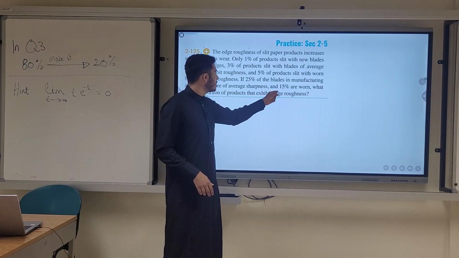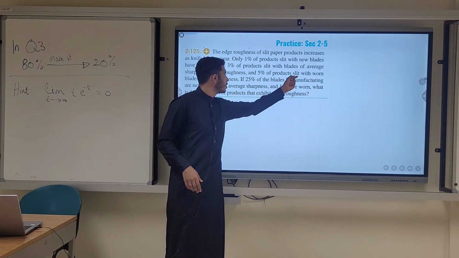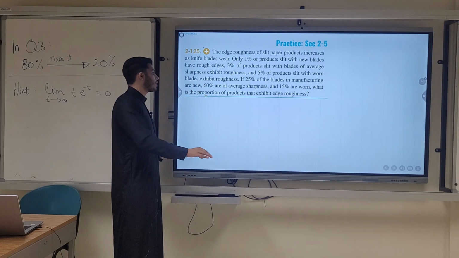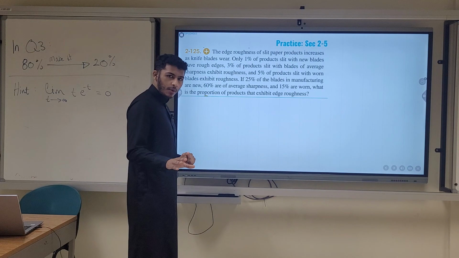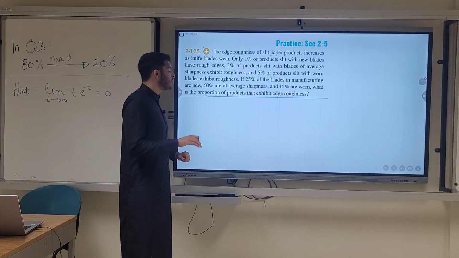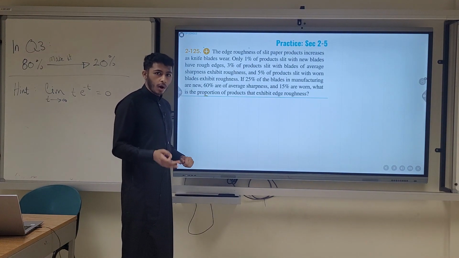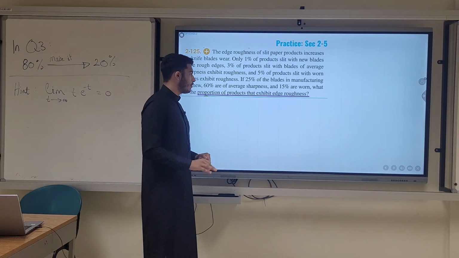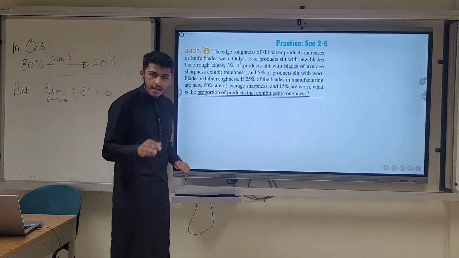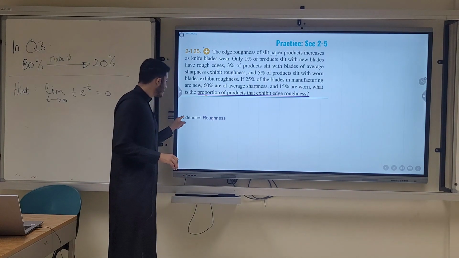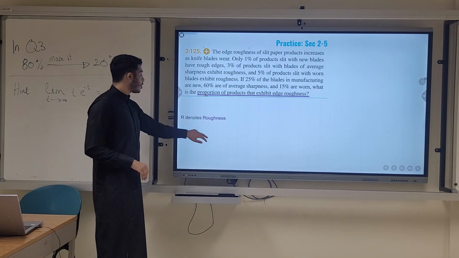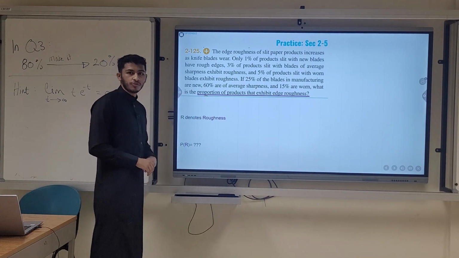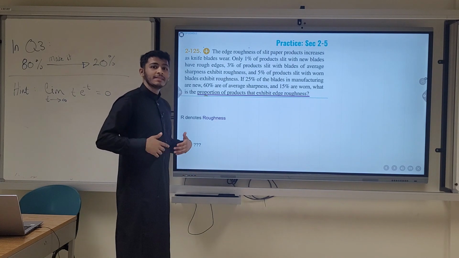And 15% are worn. Of course, we saw the word worn here. So what is the proportion of products that exhibit edge roughness? Now, at this end part of the question, we know what they want from us. They want the proportion of products that exhibit edge roughness. So I'm going to denote this event by R. So R denotes roughness, and the probability, which is the proportion, is the number that we want to find in this case. So let's take it bit by bit.